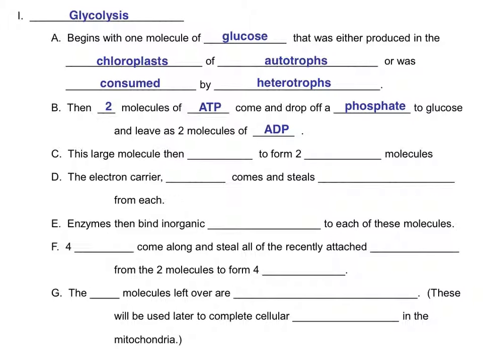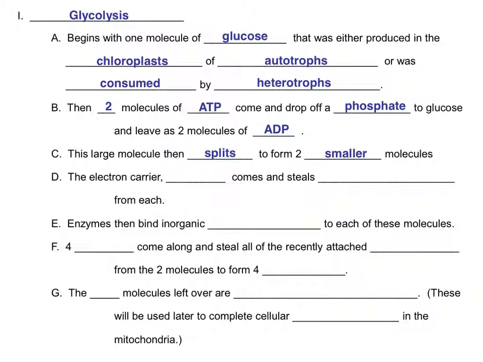So now that you have one molecule of glucose in the cytoplasm, we're going to bring in 2 molecules of ATP. We're going to burn these molecules, and that means that when the 2 ATP molecules come in, they're going to each drop off a phosphate, and those phosphates will add to each end of the glucose molecule. And those 2 ATPs will then leave as ADPs.